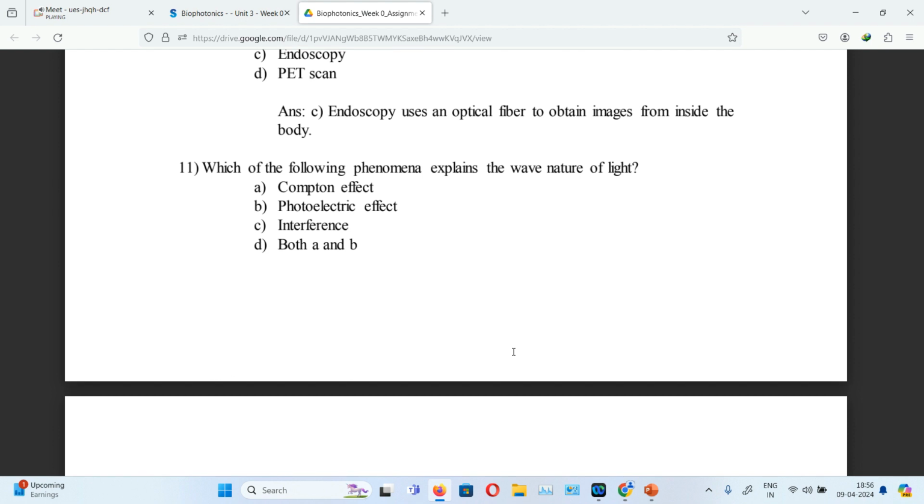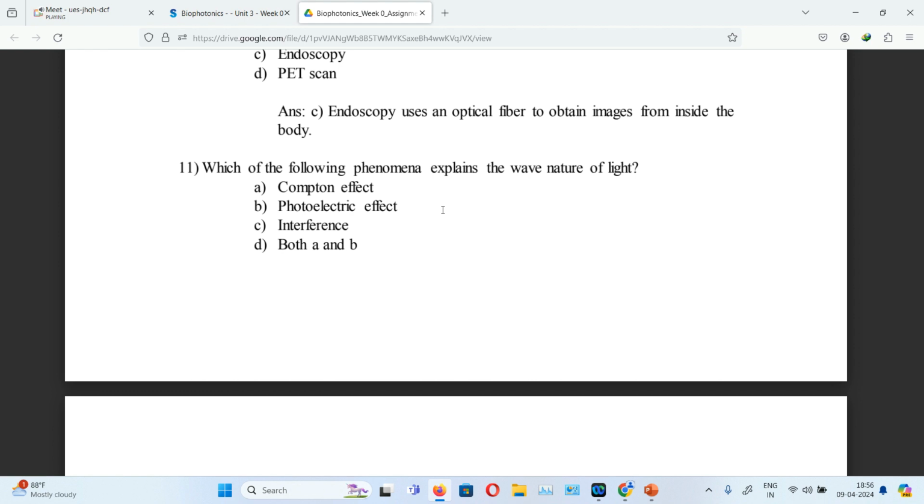Going for the next question. Which of the following phenomena explains the wave nature of the light? It's Compton effect. The Compton effect deals with light interacting with small particles like electrons, and it can change the direction of the hitting.